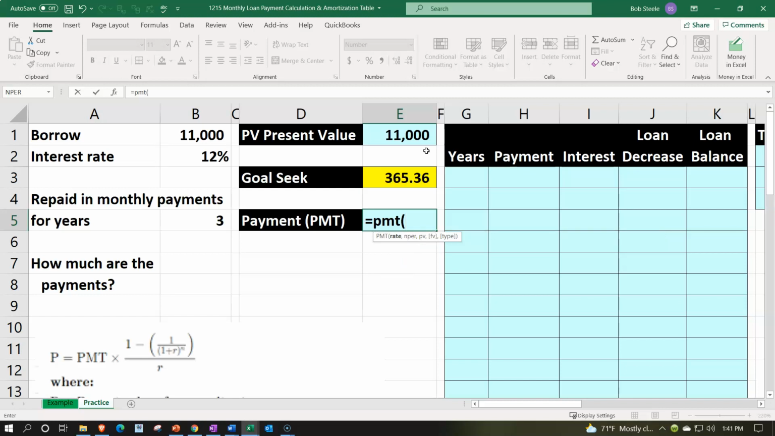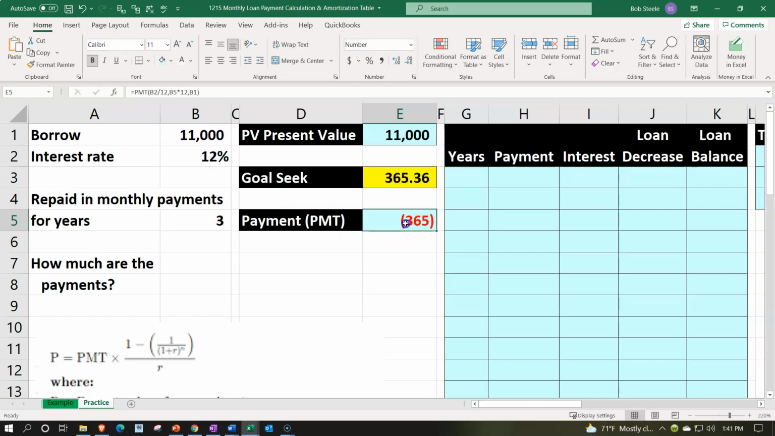Let's go Shift 9. We're going to pick the rate. The rate's 12%. Once again, that's a yearly rate, so we got to divide that by 12 to get the monthly rate. Comma, then we got the number of periods, which is 3, but those are years, and we're doing this monthly, so I'm going to take the 3 times 12 to get the monthly periods, comma, and then the present value is the amount we're borrowing at the current point, 11,000 in B1, and enter.